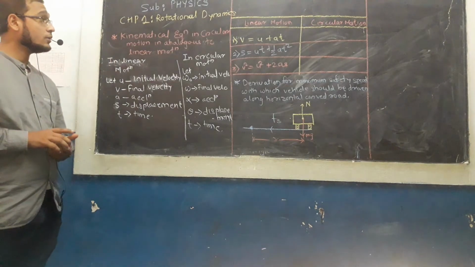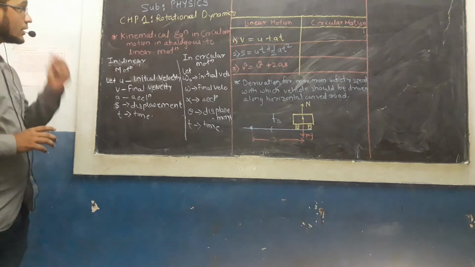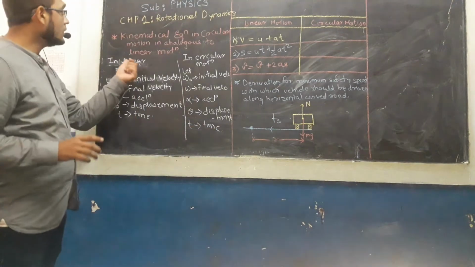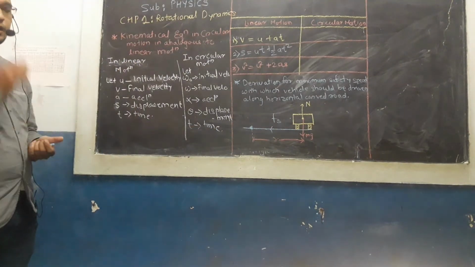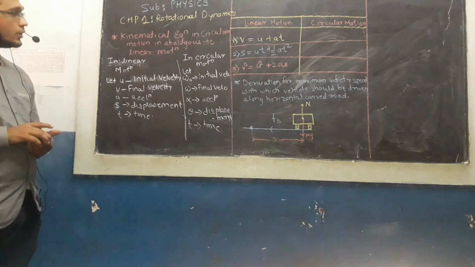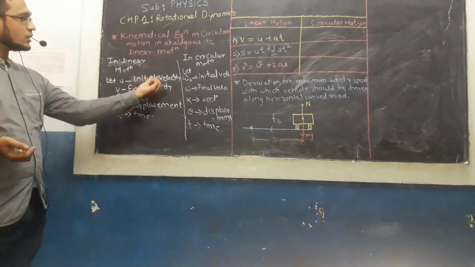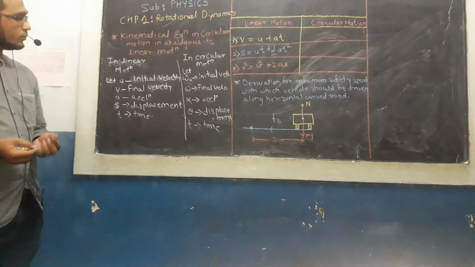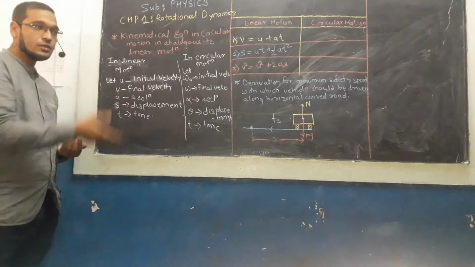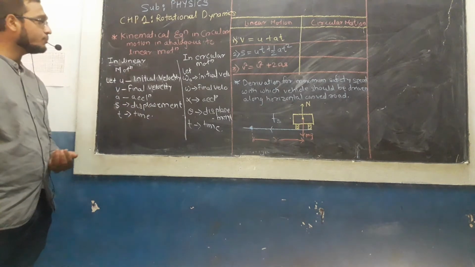Let us move towards our next part of the chapter, that is kinematical equations in circular motion, analogous to linear motion. Already you had learned about kinematical equations in linear motion. Let us recall. Suppose u is the initial velocity of a particle which is performing motion, v is final velocity, a is acceleration produced by the particle, s is displacement by that particle in time t.